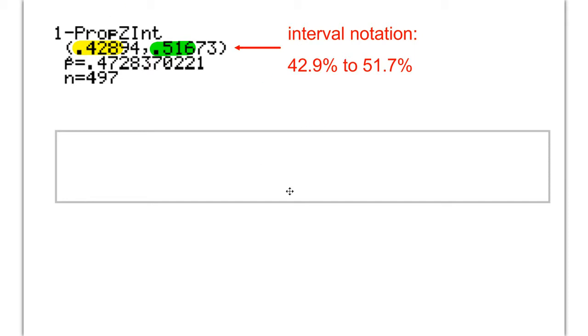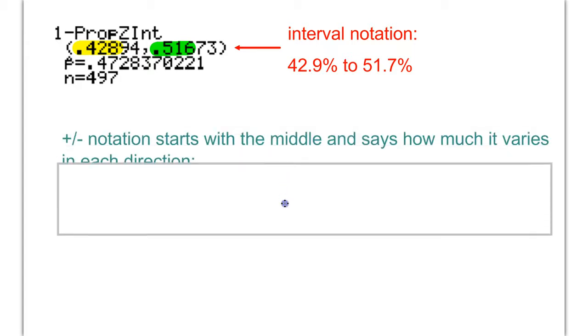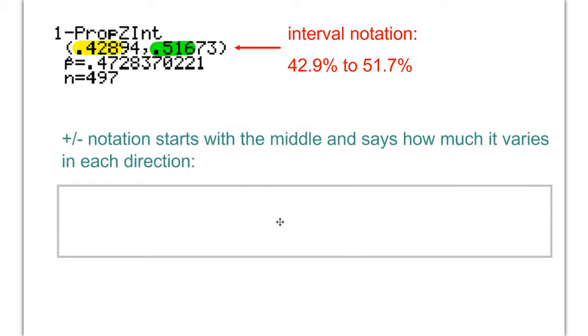Now, sometimes there's other ways to report that, such as using the center estimate and then working outwards as to how much error there is. That's what plus and minus notation does. It starts with the middle and says how much it varies in each direction.